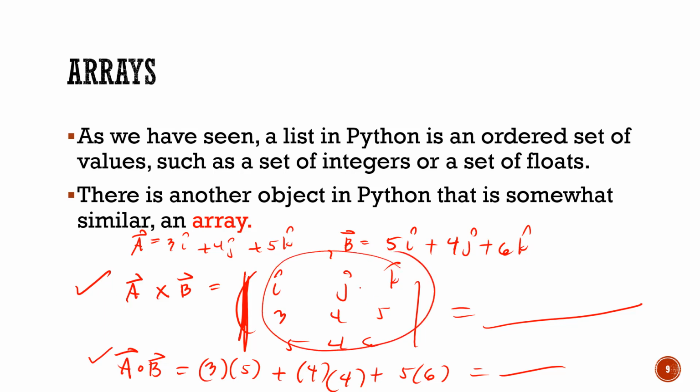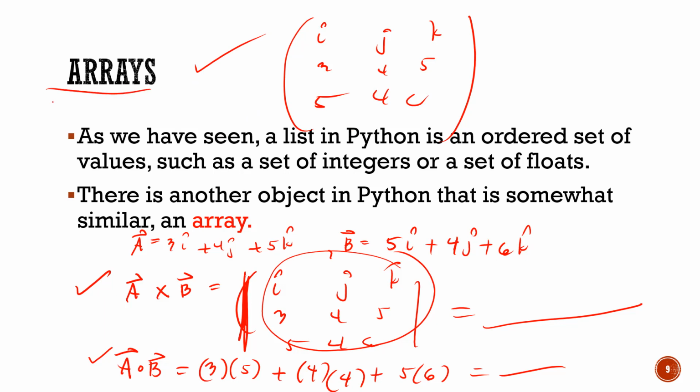It has 9 elements. So we have the elements i hat, j hat, k hat, 3, 4, 5, and then 5, 4, 6. This is a matrix, and you cannot just use a list in order to print this matrix. Okay, so you have to use arrays. Okay, you have to use arrays.